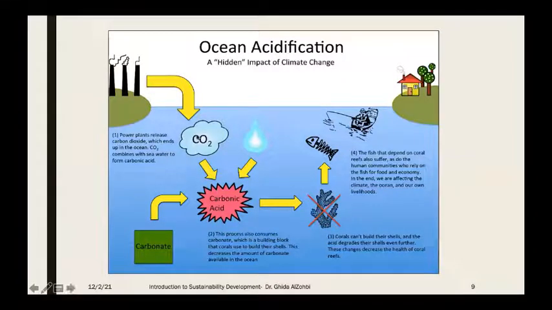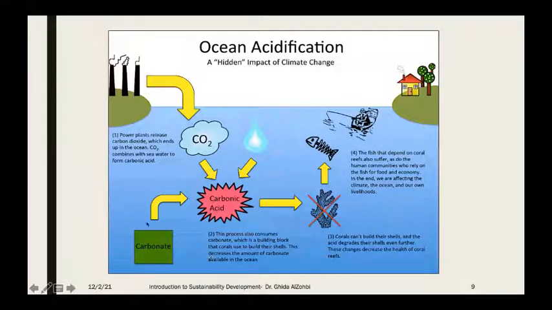So now the CO2 with the seawater and the carbonate from the water can form what we call carbonic acid. And here in this case, now the ocean becomes acidic. Not only this consequence, but also it can affect the coral.